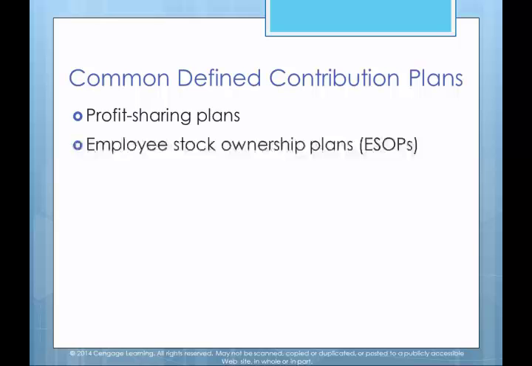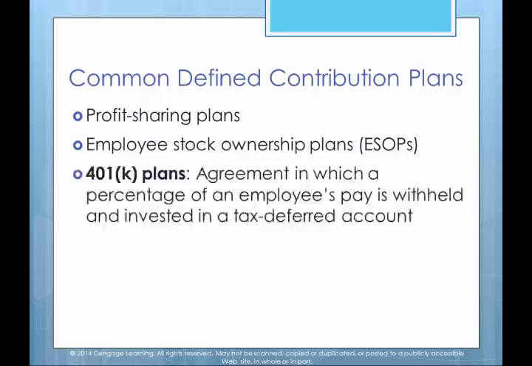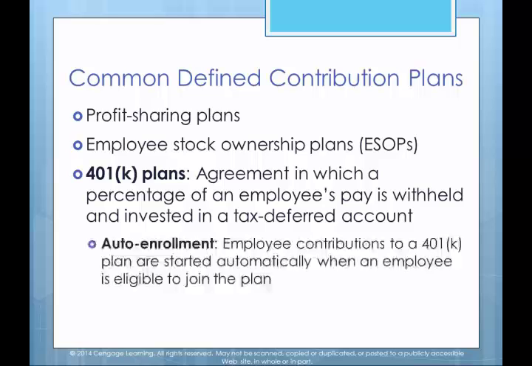Profit sharing plans, these are common defined contribution plans, DC plans as I call them. Employee stock ownership, 401k: an agreement in which a percentage of employees' pay is withheld and invested in a tax-deferred account. And then auto-enrollment. Auto-enrollment is when employee contributions to a 401k are started automatically when the employee is eligible to join. Most companies set the initial contribution rate at 3% of the pay.